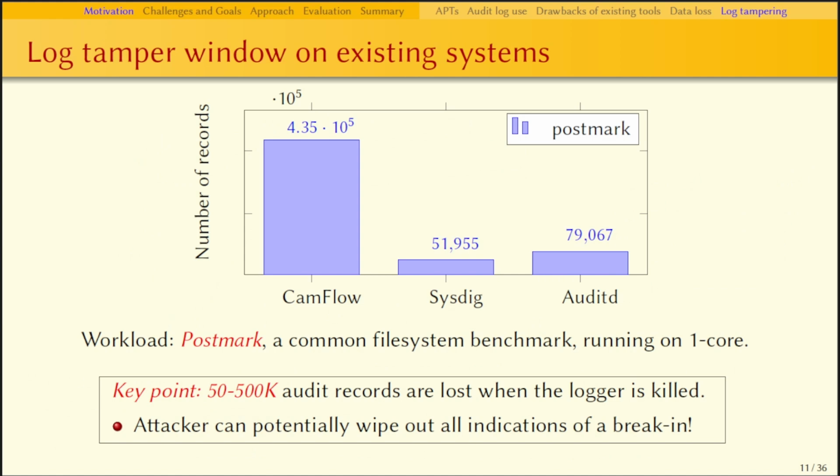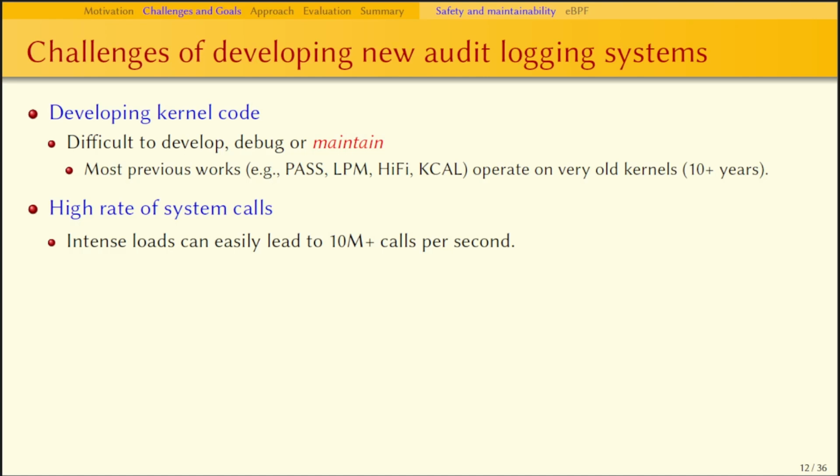Let's take a look at the log tamper window on these existing systems. So we see that these systems can produce log tamper windows of sizes ranging from 50 to 500,000 audit records. And so if the logger is killed, this is more than enough to potentially wipe out all indications of a break-in. So it's clear that audit loggers aren't able to fulfill their primary goal of preserving records for post-attack detection.